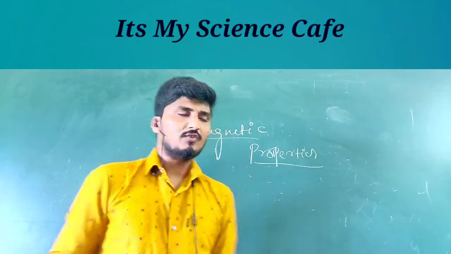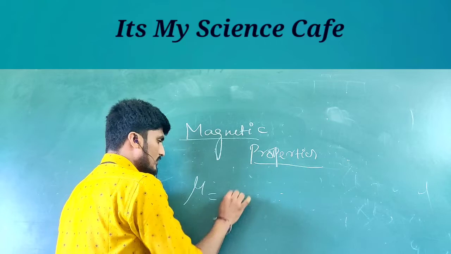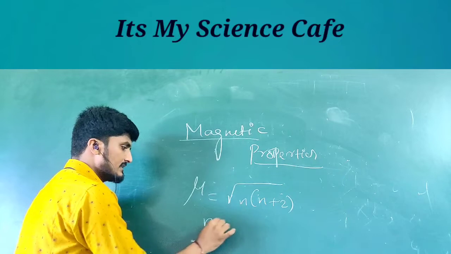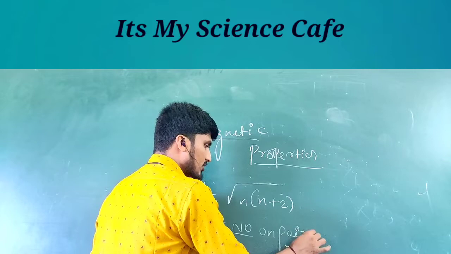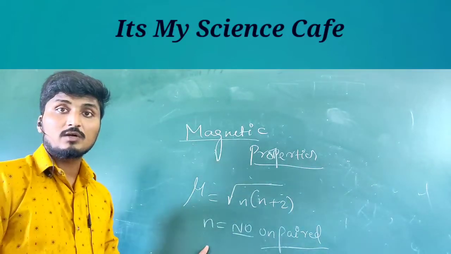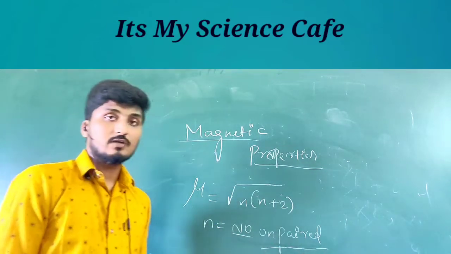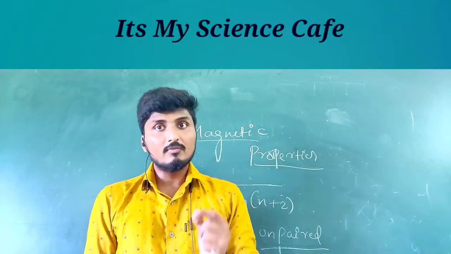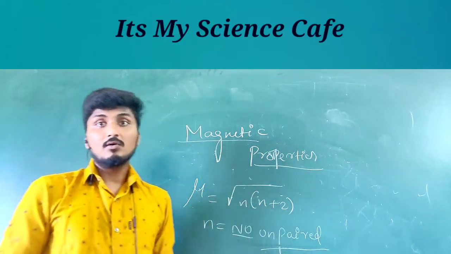Bohr has given the formula: magnetic moment mu is equal to square root of n into n plus 2. Here n is equal to the number of unpaired electrons. Since we are talking about paramagnetic properties, there will be unpaired electrons, so we take the number of unpaired electrons. The greater the number of unpaired electrons, the greater the magnetic properties, and hence the greater the magnetic moment.